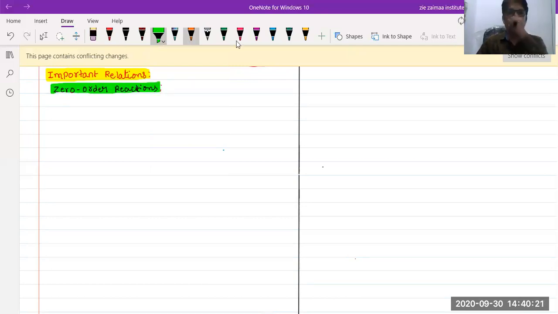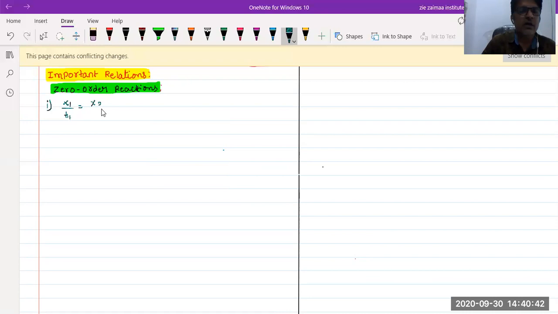First one. For zero order, we can get it as x by t. So for two reactions, we can simply write x1 by t1 equal to x2 by t2. This is the first formula for zero order. Next, the second one.